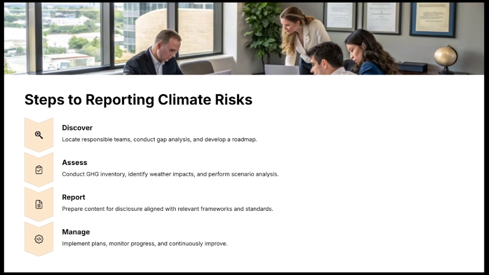Step 2 is assess. This is where you dig into the data, conduct a GHG inventory, assess potential weather and climate impact, and also use scenario analysis to explore how different climate futures could affect the organization. This step forms the backbone of climate risk understanding. Step 3 is report. With your findings in hand, prepare disclosure material that aligns with recognized frameworks like TCFD, ISSB, or CDP, ensuring transparency, consistency, and comparability. And finally, step 4 is manage. This means putting the climate strategies into action, monitoring progress, and continuously refining the plan to stay aligned with new risks, regulations, and opportunities.